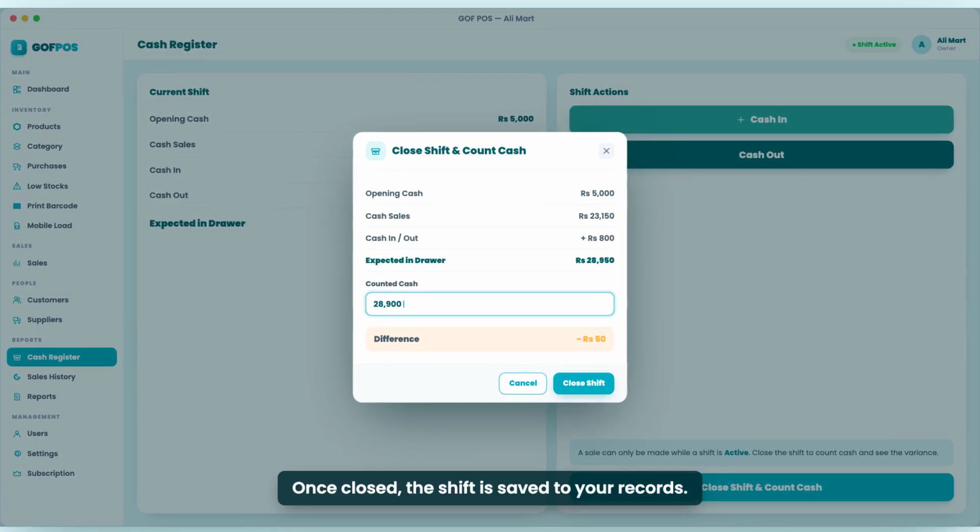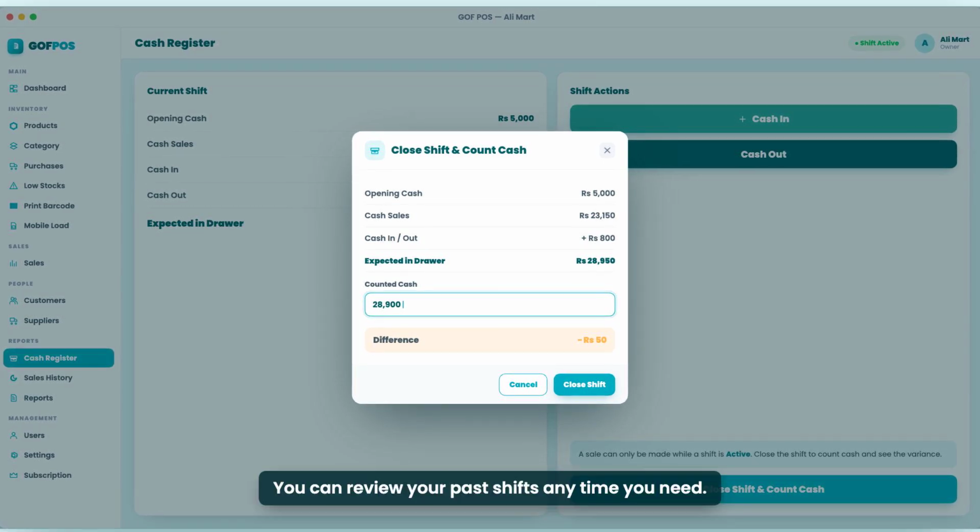Once closed, the shift is saved to your records. You can review your past shifts anytime you need. This gives you a clear history of every day.